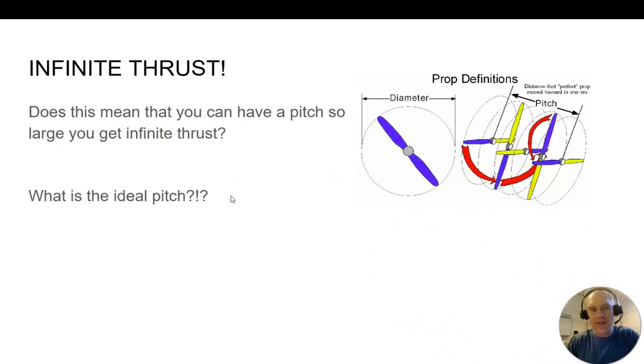So next question, can you have infinite thrust? If you make the pitch so big, would you have an infinite amount of thrust if that pitch number was huge?